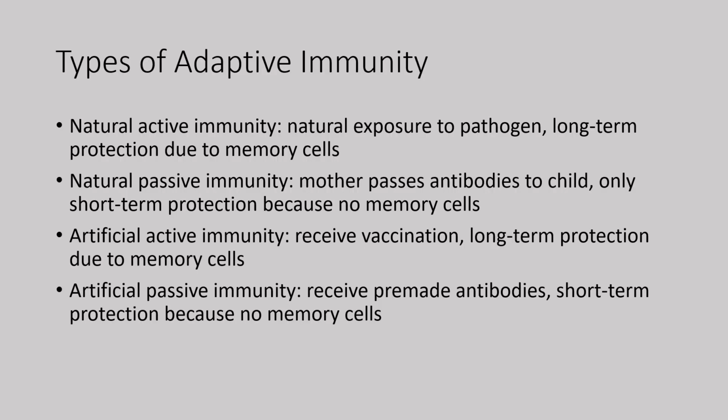With this adaptive immunity system, there are different types, the way we classify them. Some people just classify them as natural versus artificial, and then we go active versus passive. So if we combine them together, natural is you are going to be exposed naturally to the pathogen. Artificial, obviously, you're not exposed naturally to it. There's some artificial means to it.